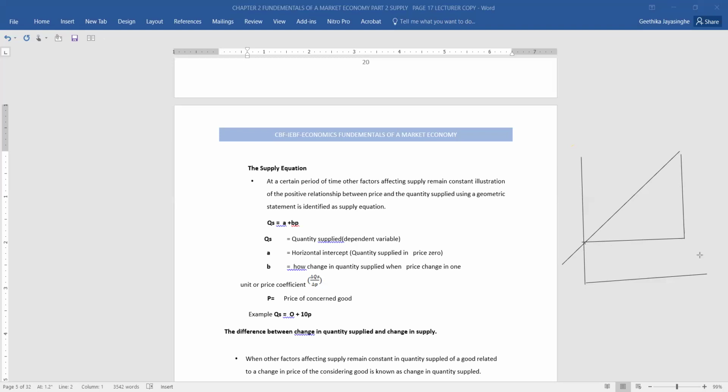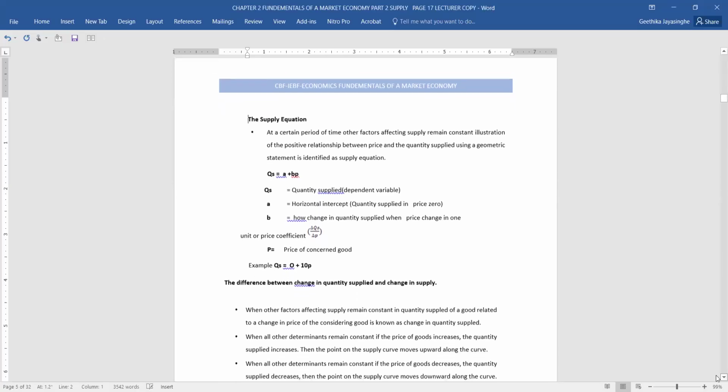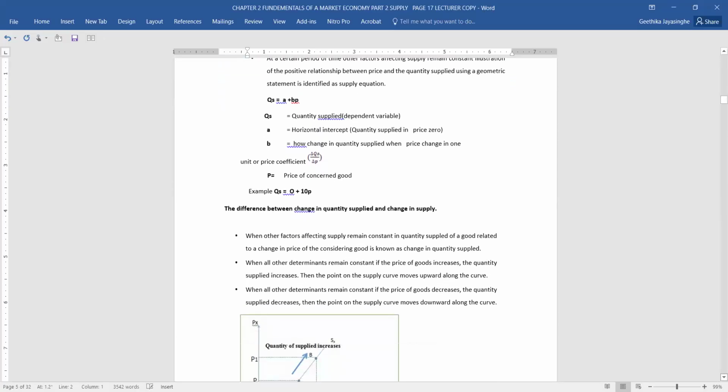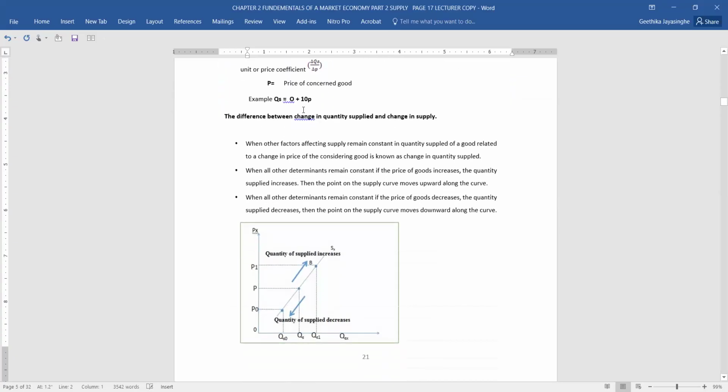So by looking at this, all the mathematicians have developed an equation. It's called the supply equation. This is how it is made up. I will not elaborate more on this. I just say there's an equation, let it be as it may. So this is your equation, and it is taken from the slope of the supply curve and also the intercept.